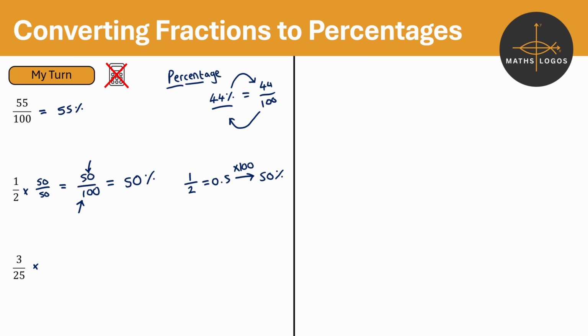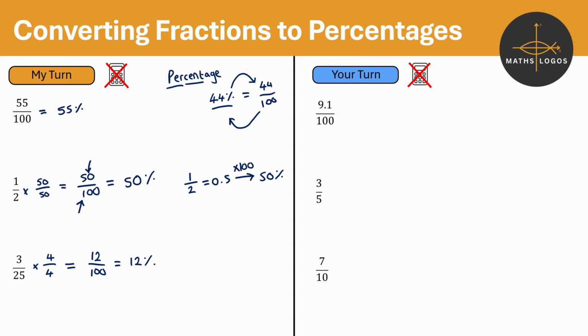Now, one last example, so 3/25. I want to turn it into a fraction out of 100. I'll think, how do I go from 25 to 100? Well, I need to multiply by 4, and of course, I need to do that on the denominator and on the numerator like this. And that would be equal to 3 multiplied by 4, which is 12, and 25 multiplied by 4 is 100. So 12 hundredths is 12%. Pause the video and give these 3 questions a go.